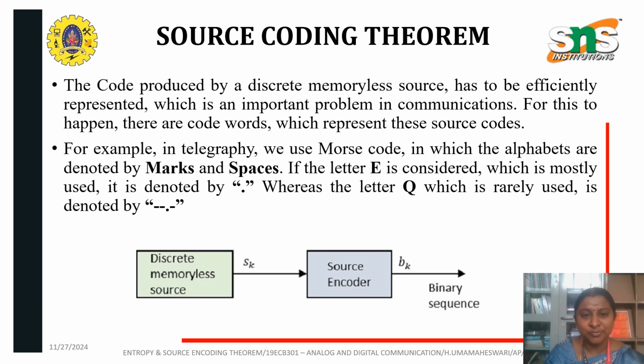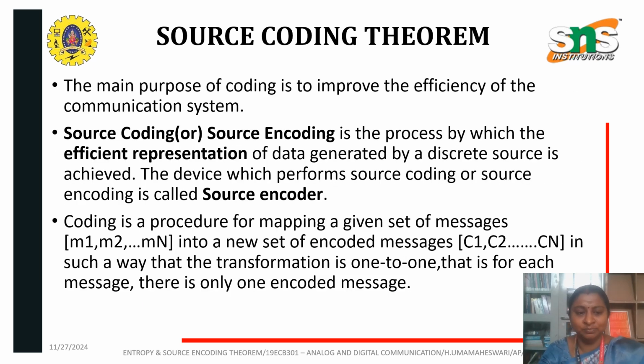Here the output is produced by a discrete memoryless source, which has to be efficiently represented, and for this there are code words. According to the Morse code which we use in telegraphy, the alphabets are denoted by marks and spaces. So the discrete memoryless source is given to the source encoder, and we get a binary sequence. The main purpose of source coding is to improve the efficiency of the communication system.